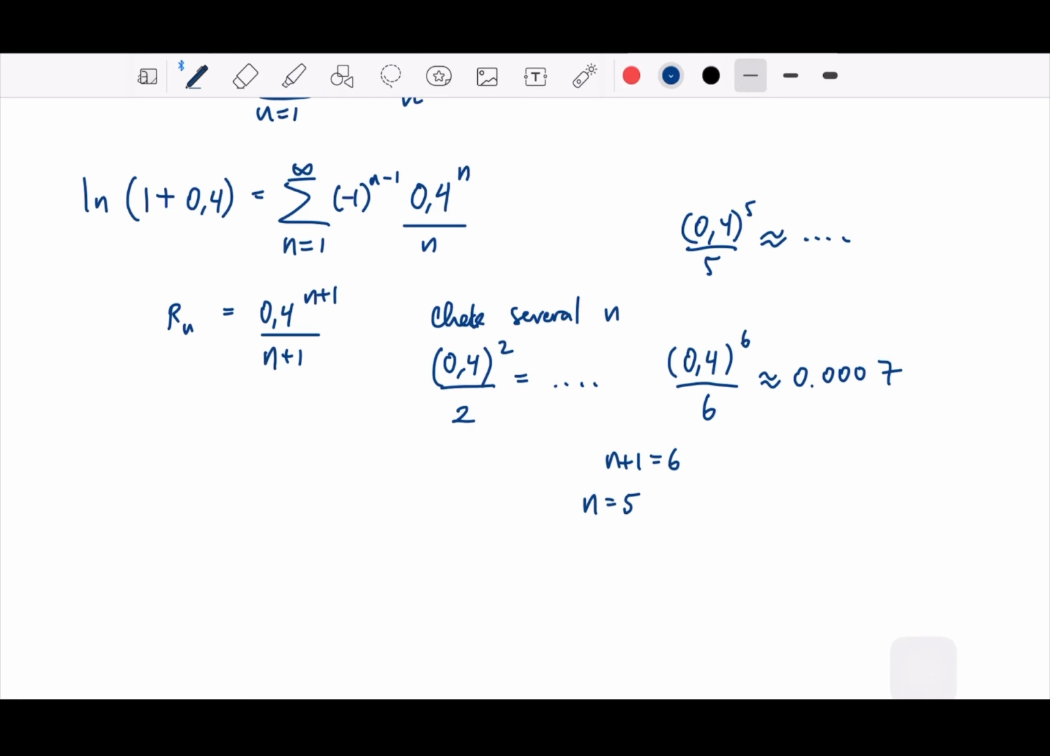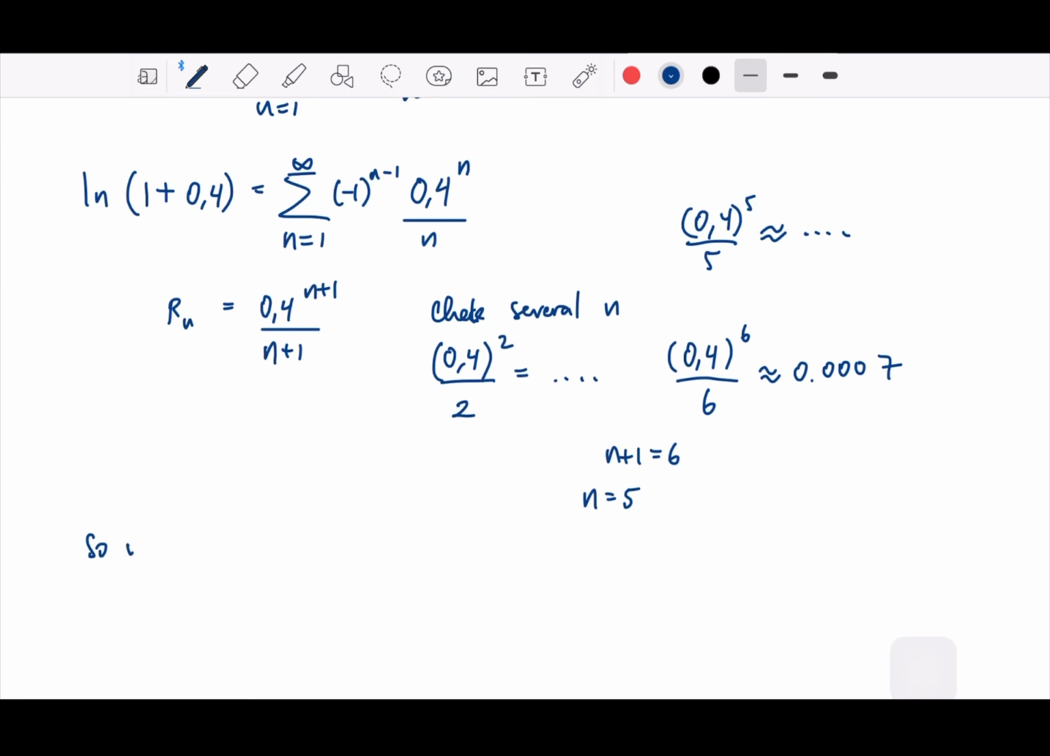Okay, so we need 5 first non-zero terms to get into 0.001, okay. At least less than 0.001.